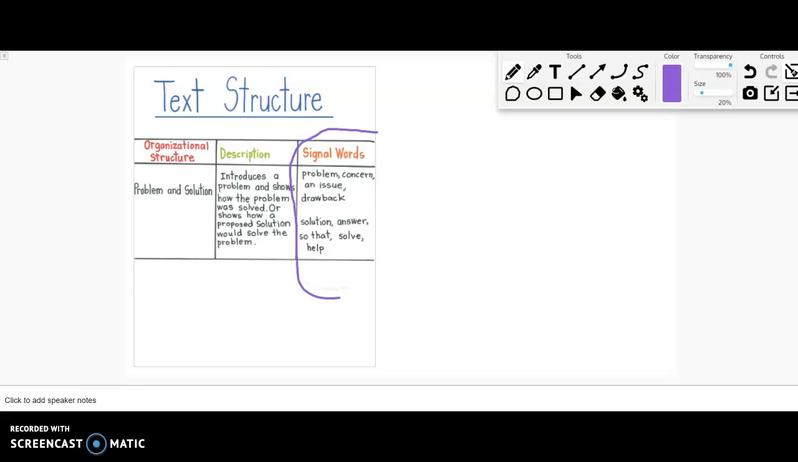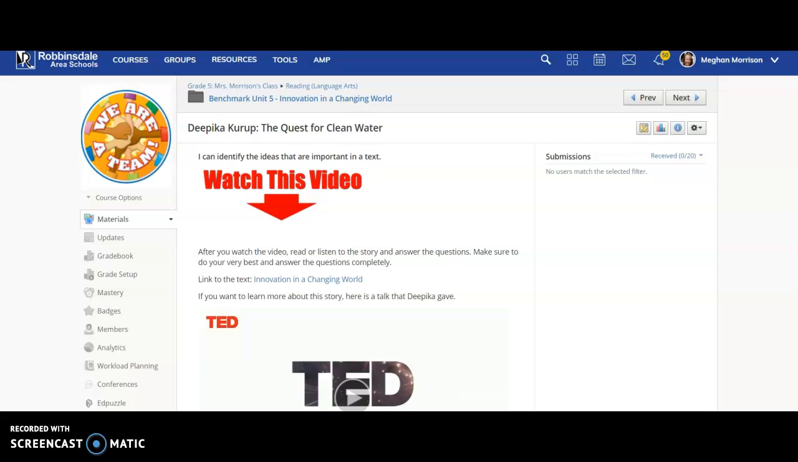Here are some signal words. You'll see problem, concern, issue, drawback. A drawback is something negative about something. So you might say, wind turbines are great, but a drawback is that sometimes they kill birds. They help with pollution, but here's something bad about them. Other signal words are solution, answer, so that, solve, and help. Be on the lookout for those words as you read this story.